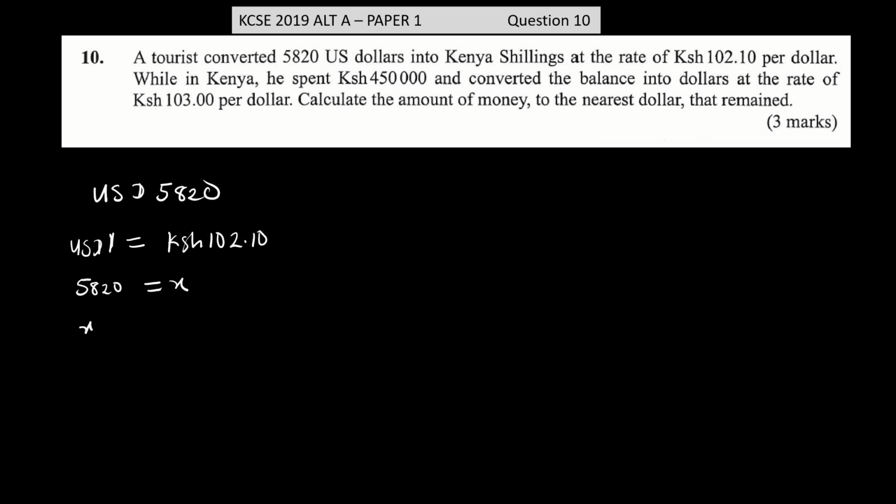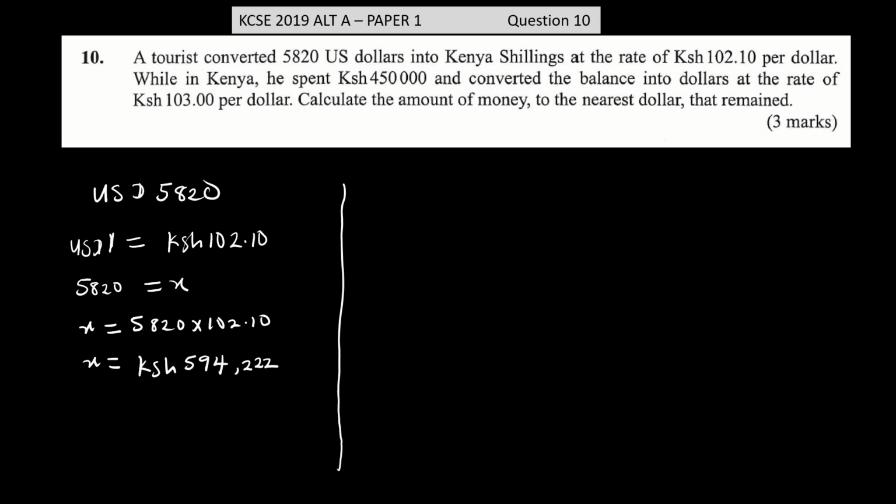To get the value of x, we multiply 5,820 times 102.10. And from this, we have that x is equal to Kenya shillings 594,222. After the tourist converted 5,820 US dollars to Kenya shillings, the tourist has 594,222. Let's draw a line here.